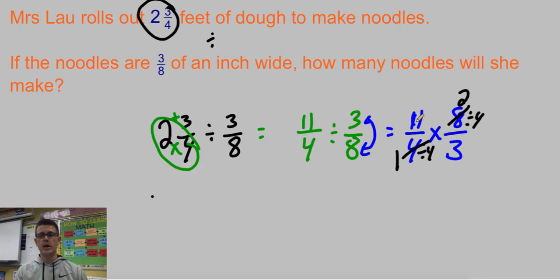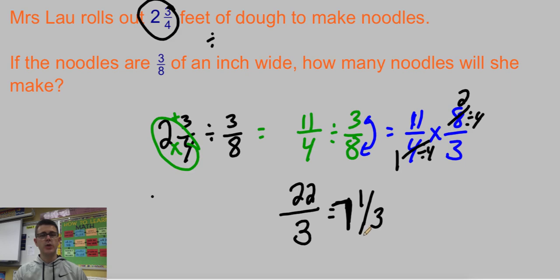And then we multiply. 11 times 2 is 22. 1 times 3 is 3. And then our last step is to change it into a mixed number. 3 goes into 22 7 times. 7 times 3 is 21. So if I took that away from 22, I would be left with 1 left over.